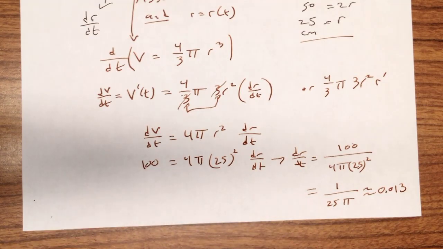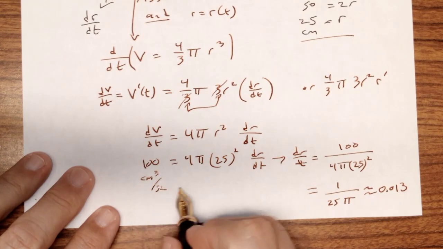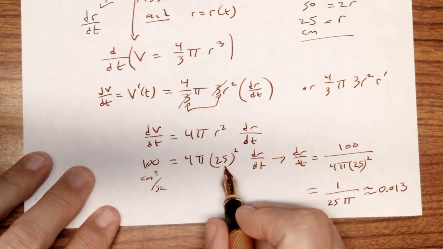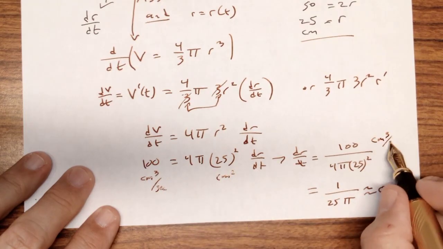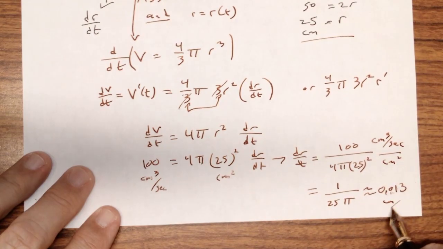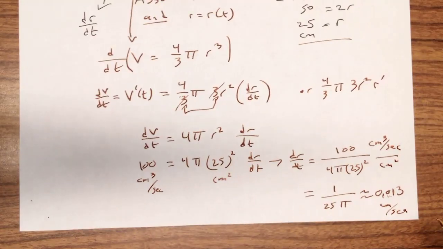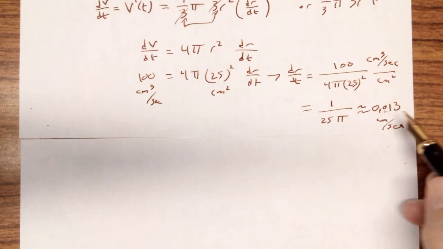Instead of just figuring out the units randomly, let's go back over here and do the units in here. This is centimeters cubed per second. This is unitless, but this is centimeters squared. So here I have cubic centimeters per second, but I'm dividing by centimeters squared, and that makes this centimeters per second, which makes sense because that is a change in length. The radius is increasing at a little over a millimeter a second.